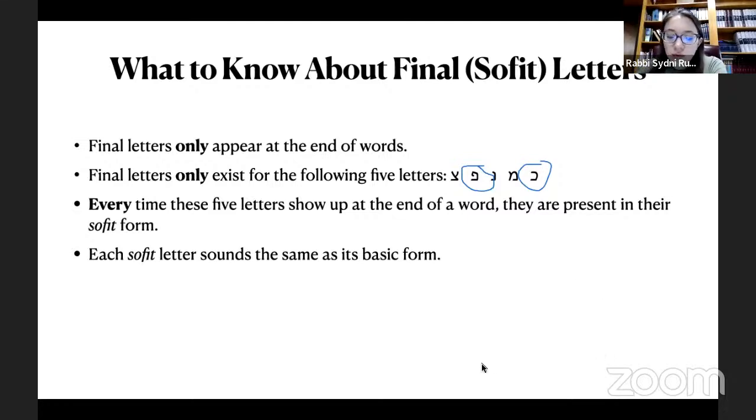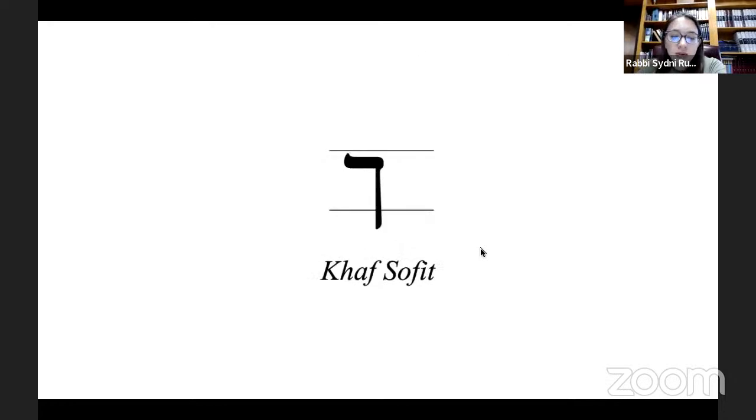All right, so it might end with the sound k if there's a kuf at the end, but it won't have a kaf at the end. Right? It'll have a ch sound or an f sound. All right, so new letters to start writing down. This is chaf Sofit. I was just teaching chaf Sofit.